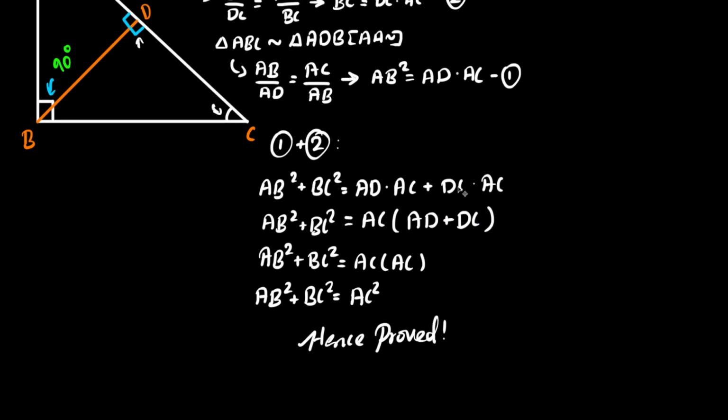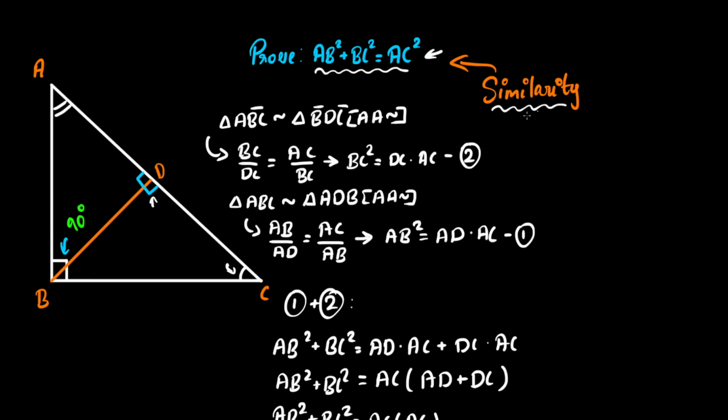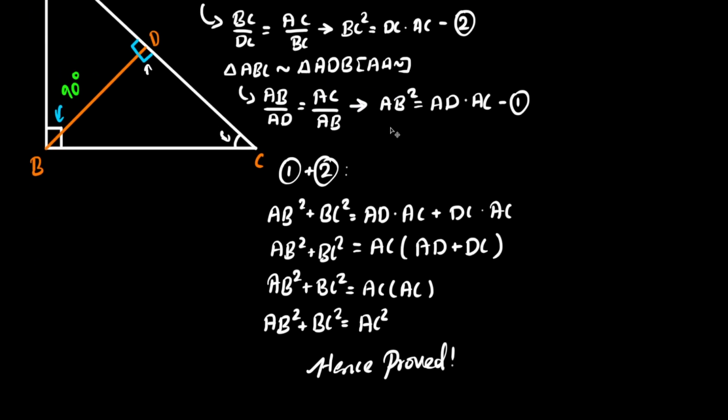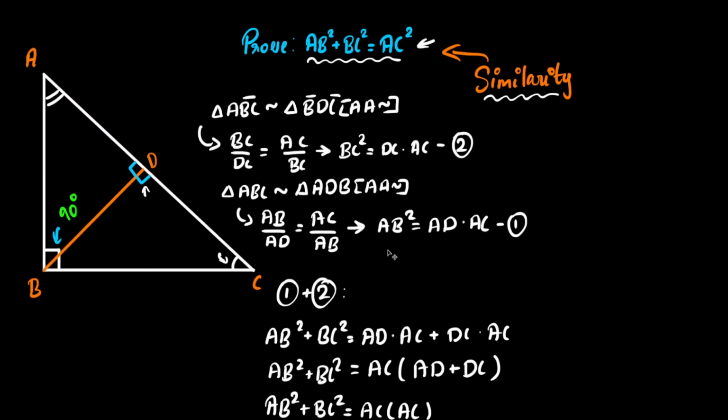Cool. So therefore the Pythagorean theorem is proved with the similarity concept in triangles. That's all for the proof of our dear Pythagorean theorem that we have been using for a long time, and this is one of my favorite proofs of it. If you have any other proof that you think is easier and cool, please let me know.